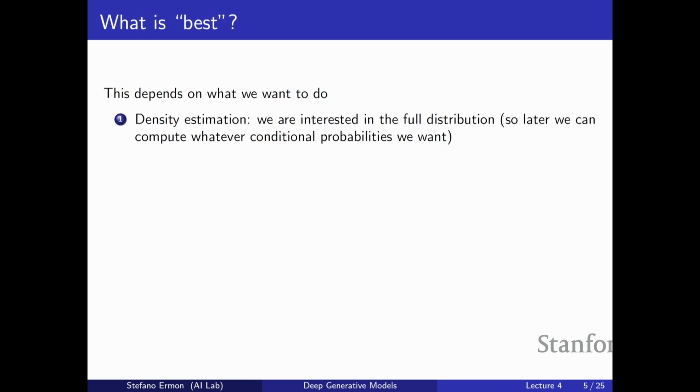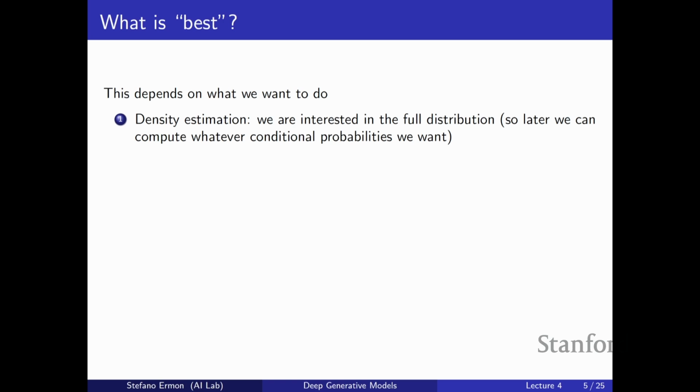And so what best means really depends on what you want to do. One goal could be to just do density estimation. If you think about the anomaly detection we just talked about, you really care about being able to assign reasonable probabilities to every possible input. And if you are really able to estimate this full joint probability distribution accurately, then you can do many other things. You can condition on a subset of the variables, you can infer the others, you can do basically everything you want. But it's a pretty tall order, it's a pretty challenging problem, as we've just seen.